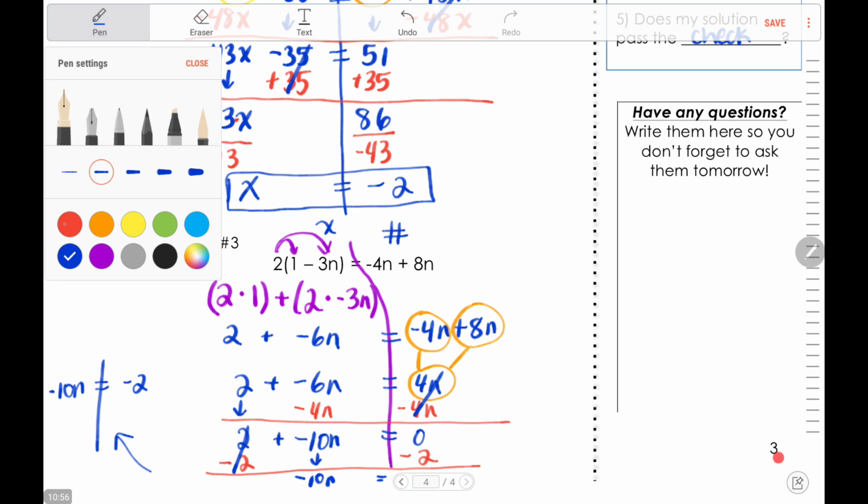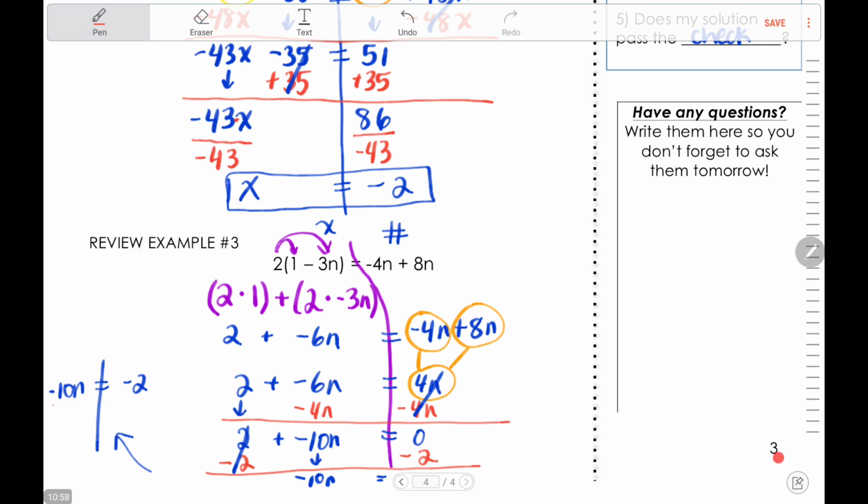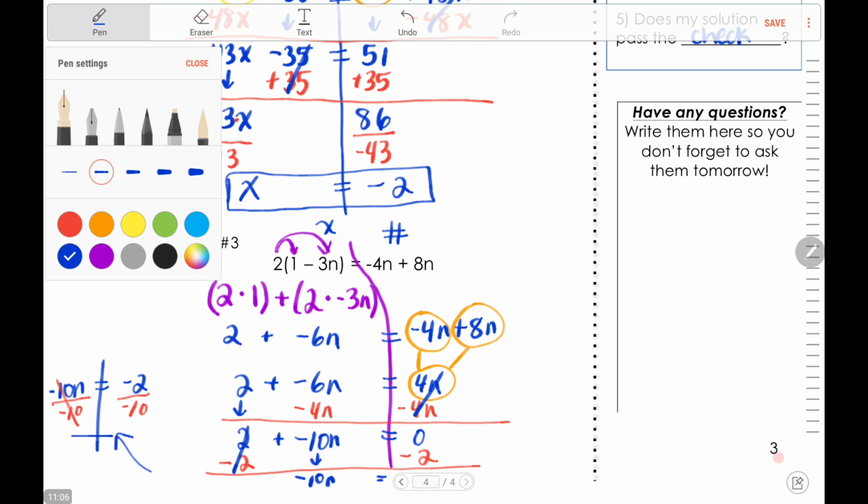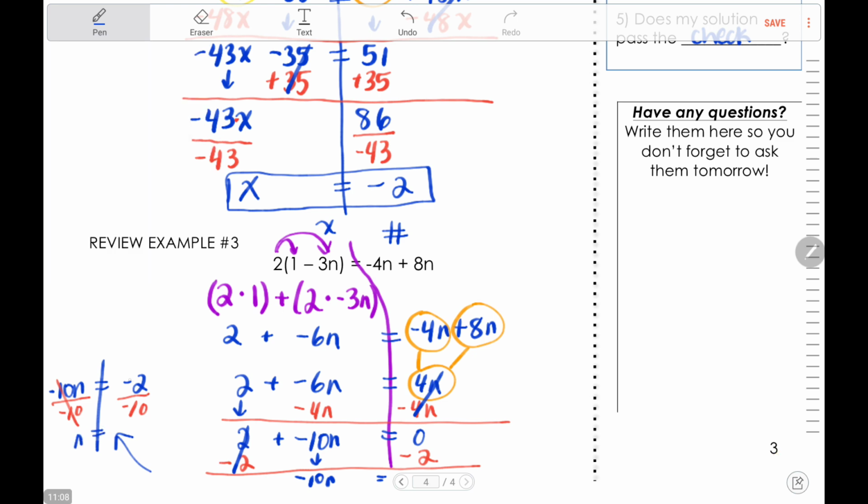And now I need inverse operations to isolate the variable. I'm going to divide by negative 10, divide by negative 10. And now I have, those cancel out, so n is equal to, well, negative 2 divided by negative 10. If you have a calculator, you'll find that that's 0.5. Okay, and I'm going to leave the check up to you.